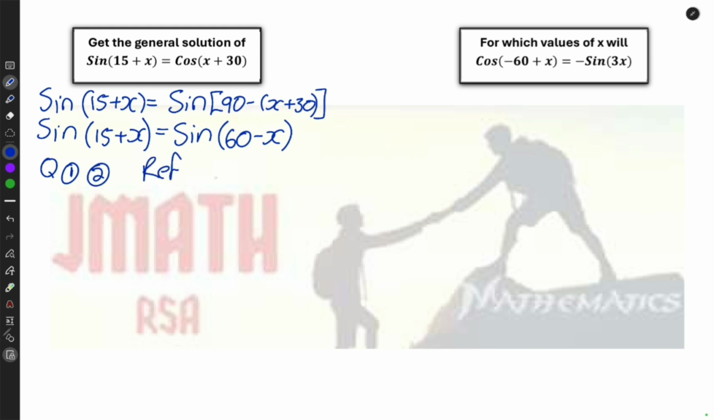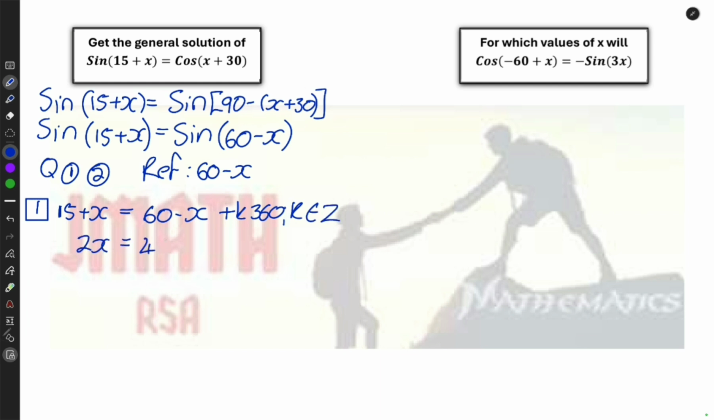Reference angle is the right-hand bracket, so 60 minus x. So for quadrant 1, 15 plus x is just equal to the reference angle, so 60 minus x plus k 360, and k is an element of Z. So take the x's to the left, I have 2x is equal to 45 plus k 360, and therefore x is just equal to 22.5 plus k 180.